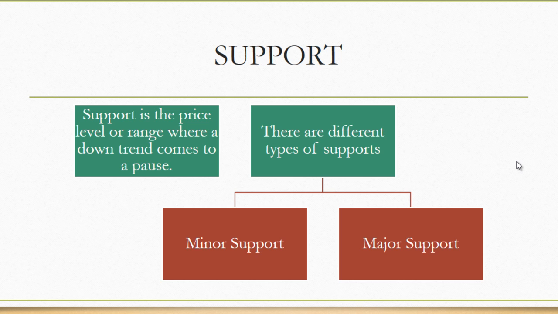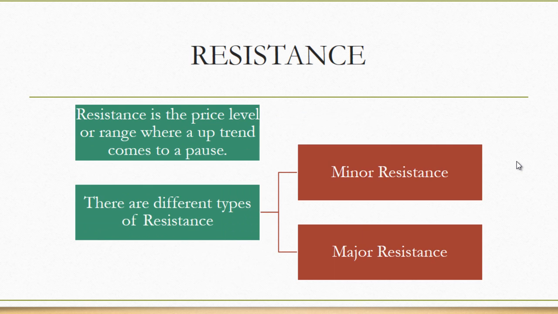And there are different types of supports, which are minor support and major support. Normally, the price of a share moves in phases of uptrend or downtrend, and a downtrend won't be continuous. At the same time, an uptrend won't be continuous. They move in phases. Support is the price range where a downtrend takes a brief pause, and resistance is the price level or price range where an uptrend comes to a pause. And there are different types of resistances, which are minor resistance and major resistance.